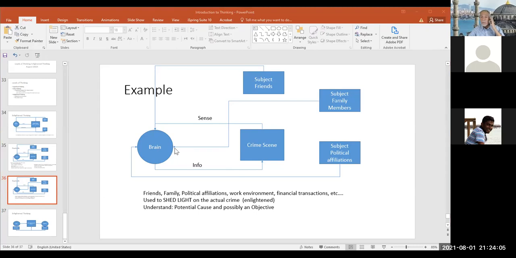Okay, so how far do you want to go? Friends of friends, current friends, or friends from two years ago? Financial transactions: if I mention financials here, I need to look at the latest transaction made by him in a bank, through a credit card, or by any other means. Or should I go back maybe 10 or 20 years, to some transaction where this person borrowed some money and did not pay it back at all? So you need to decide how far back you want to go.